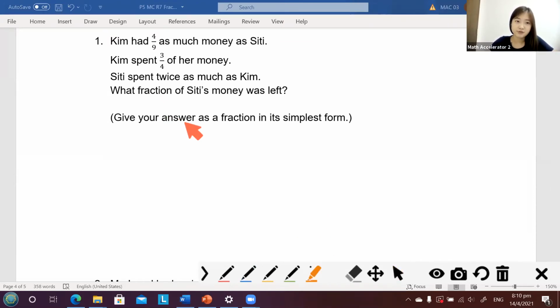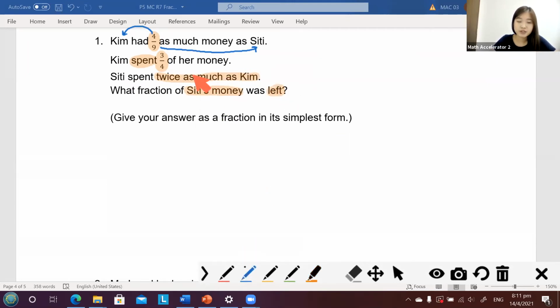Okay, so let's read the question first. Kim had 4/9 as much money as Siti. So if you have this type of sentence like this, one person had this much as another person, you can draw your arrows. 4 belongs to Kim, 9 belongs to Siti. Kim spent 3/4 of her money, while Siti spent twice as much as Kim. What fraction of Siti's money was left?